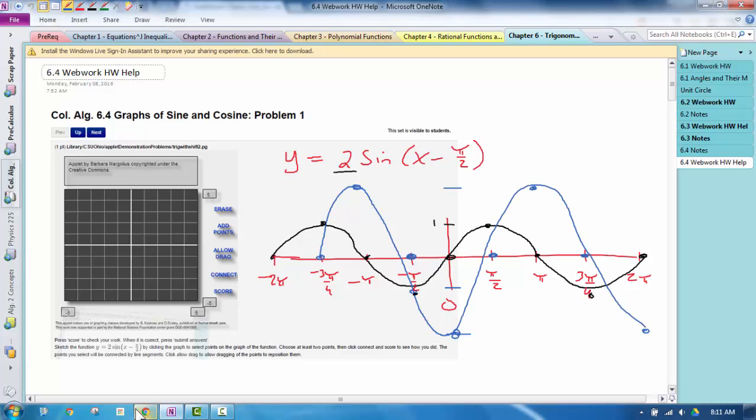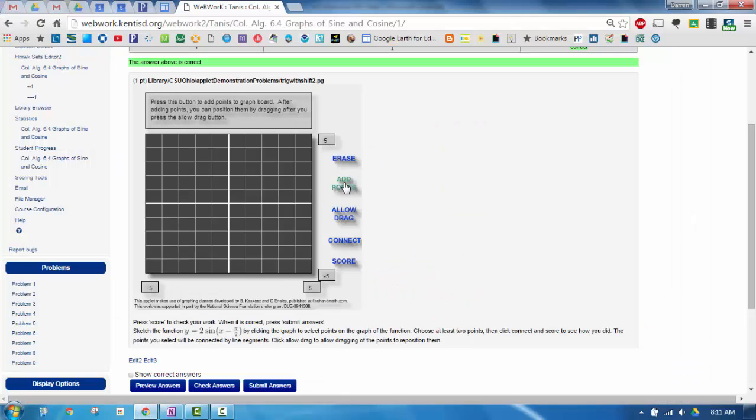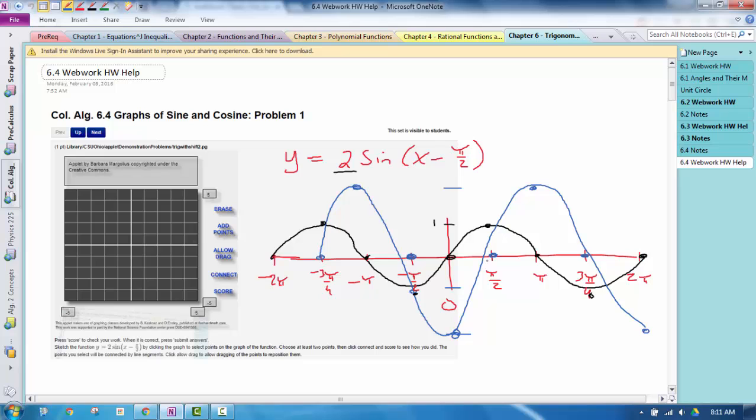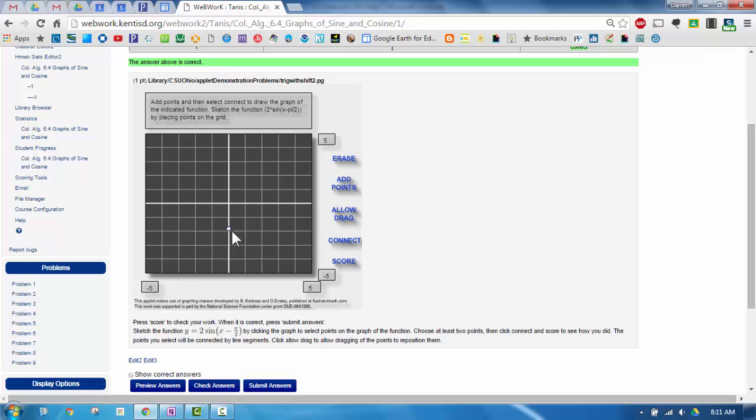Now this could be a little tricky in Webwork. You want to click on add points, and then you're just going to add these points just like we have them here, the blue function here. So I'll start at 0, it's at negative 2, so put a point there. And at pi over 2, which is 1.57, it's at 0. And then at pi, 3.14, it's at its highest value of 2.